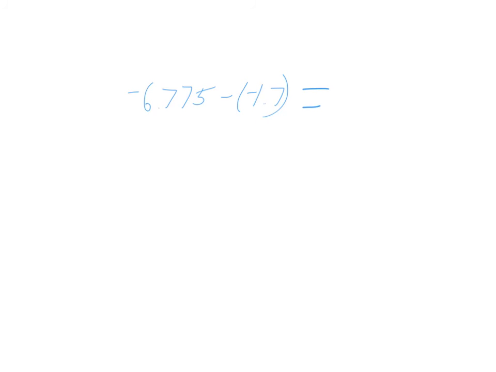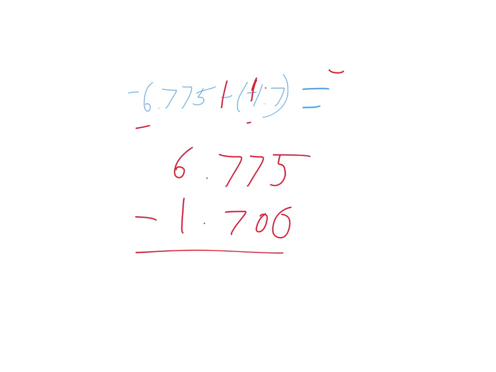So what I'm really going to be doing is adding a positive 1 and 7/10, which means that I have different signs. I look at now this number, 6 versus 1. Okay, 6 is greater than 1, so my answer is going to be negative, and since I have opposite signs, I have to subtract. 6.775 minus 1.700, and I need to set that up and subtract.